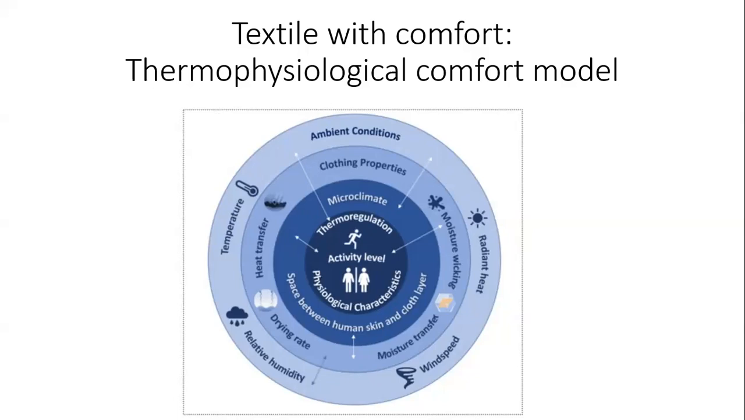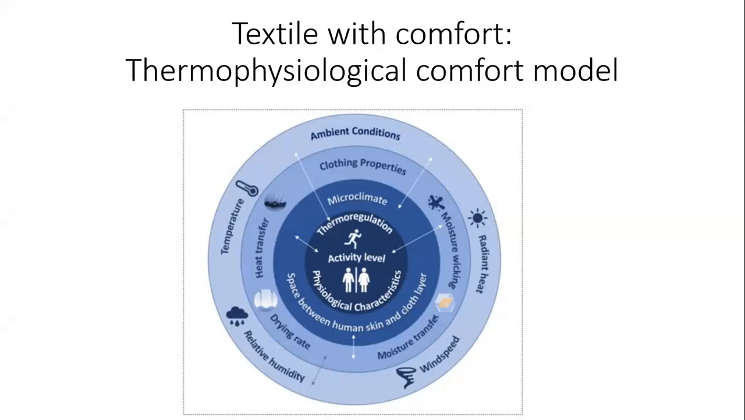It is because the microclimate is managed by your physiological characteristics as well as your clothing properties. The clothing properties encompass many parameters. Here I have given a few of them: moisture wicking, moisture transfer, drying rate, heat transfer. So these are some of the basic clothing properties which directly contribute towards moisture management or the comfortability of the wearer. And then these clothing properties are directly related to the ambient condition or the macroclimate.